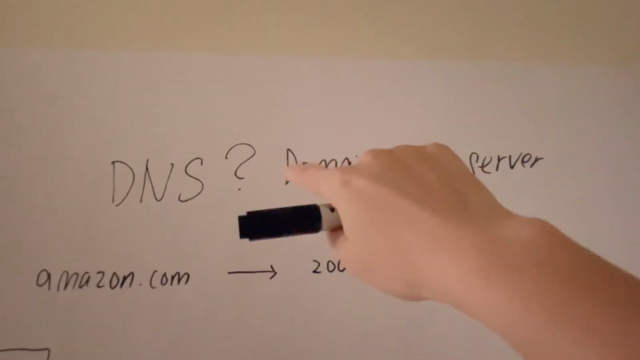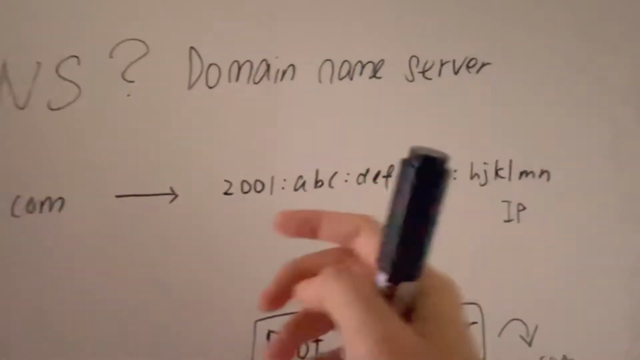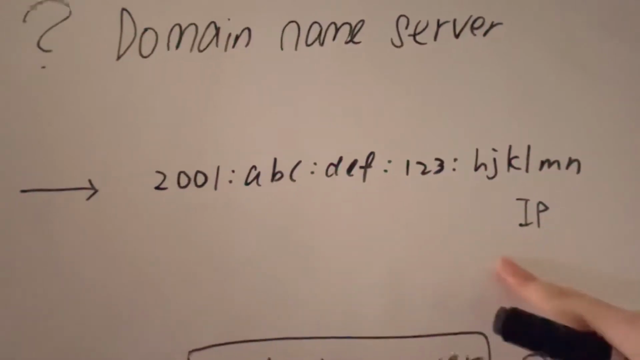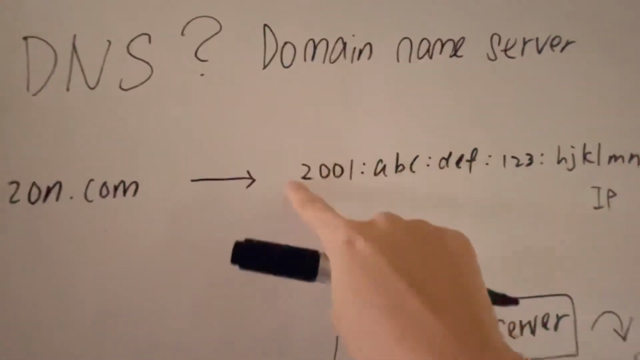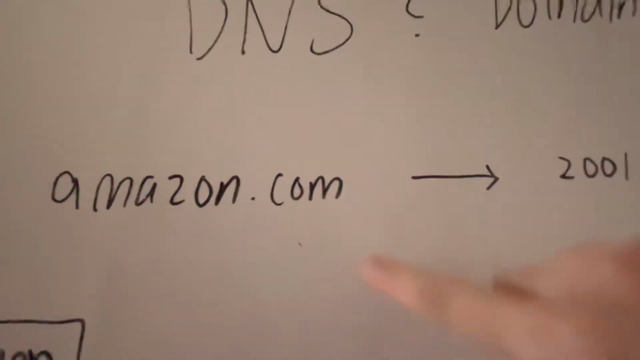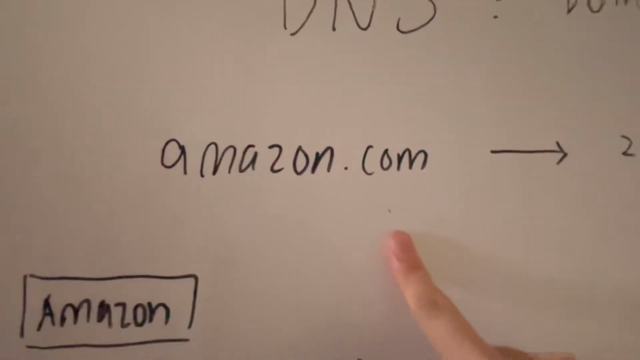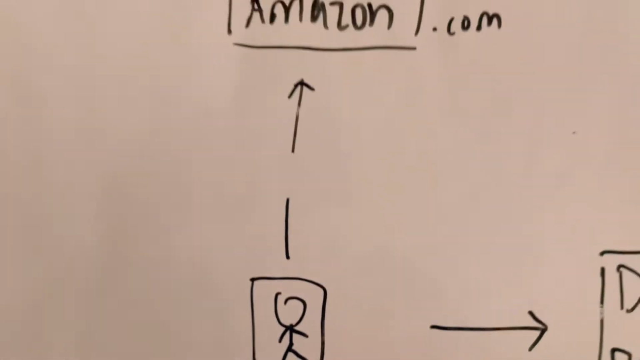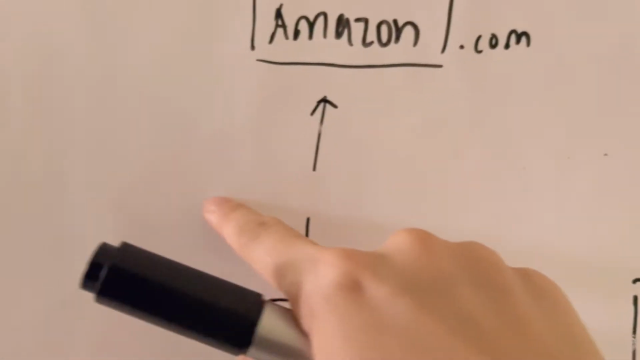What is a domain name server? As you probably know, everything exists as an IP address, right? But you won't actually type this one just to go to Amazon.com. You would type Amazon.com to go to the Amazon website, right? How does it work? So you want to go to Amazon.com, but you can't go there like this.